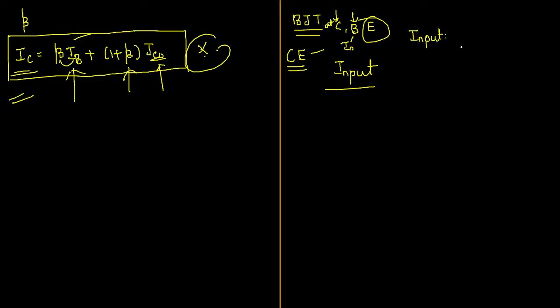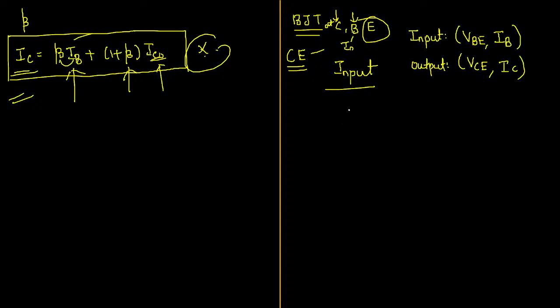So from this I can say, when input is base, the voltage that we are giving is the base to emitter voltage, since emitter is common. So base to emitter voltage is going to be your input voltage and the base current is going to be your input current. Similarly, for the output, the collector to emitter voltage is going to be our output voltage, and the output current is going to be your collector current. This is input versus output.